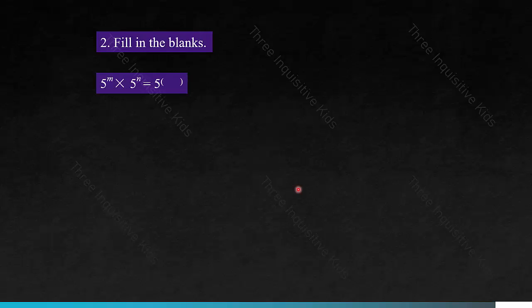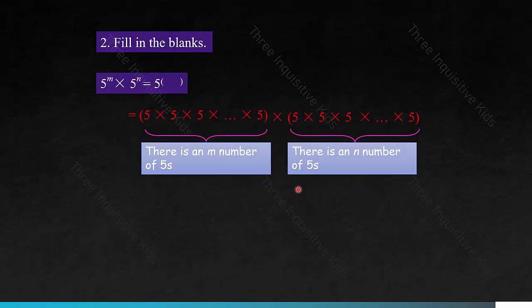5 to the m power times 5 to the n power equals 5 to the what power? So again, you first write it out. And in the first parentheses, we have an m number of 5s being multiplied together. There are m 5s in this parenthesis. And in the second parentheses, there is an n number of 5s. Right now, even with variables m and n, it's still the same thing. It's just that the numbers are being replaced by variables.